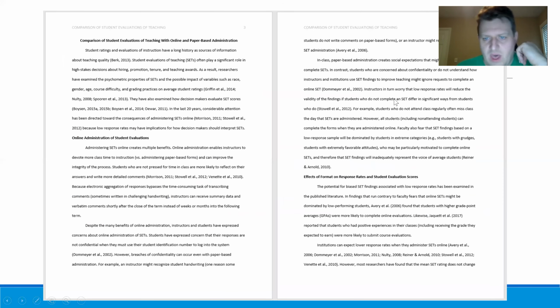All right. Here's an example of an introduction. A couple things that I want you to notice. Notice all of the citations in here. Notice how we're not starting off any sentences talking about these particular authors. After we state something, we then include the citation. Notice that sometimes if we have multiple citations that say the same thing, we can include all of those here at the end of the sentence. So here we have institutions can expect lower response rates when they administer SETs online. This is found in multiple papers, so we include all of those papers right there.